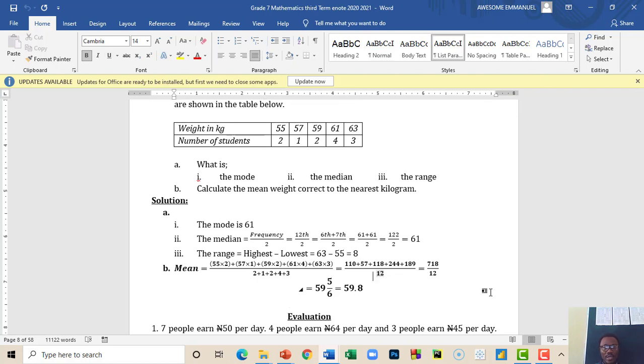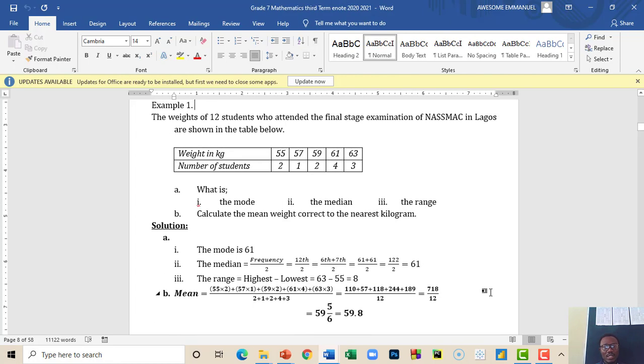Now, you can be asked to find the median, the mode, and the range in a group data. And this is the reason why I brought this table up. Now, look at this question. The question says the weight of 12 students who attended the final stage of examination of NASMAC in Lagos are shown in the table below. This is a group data.